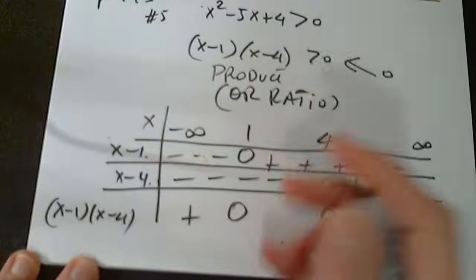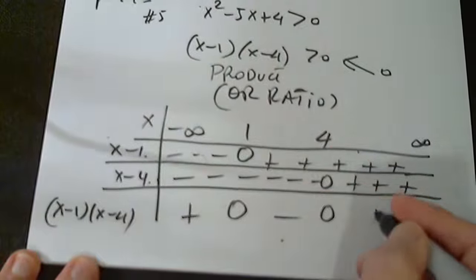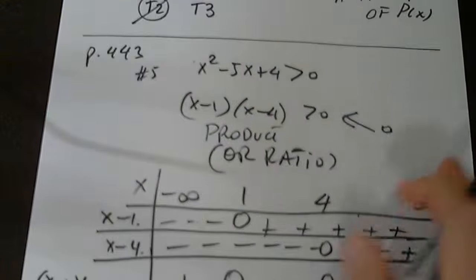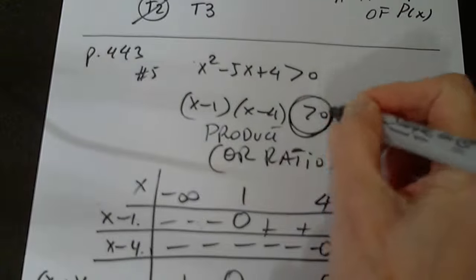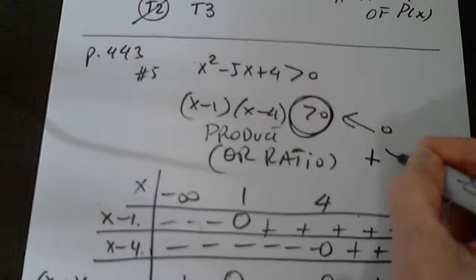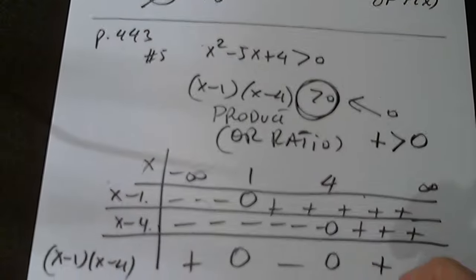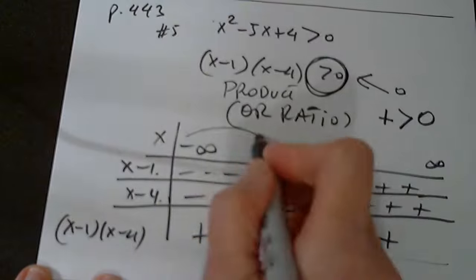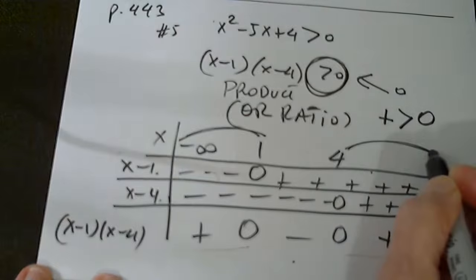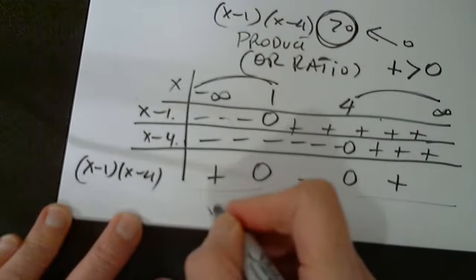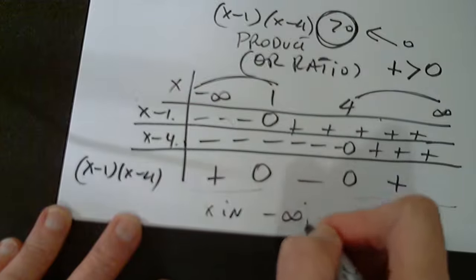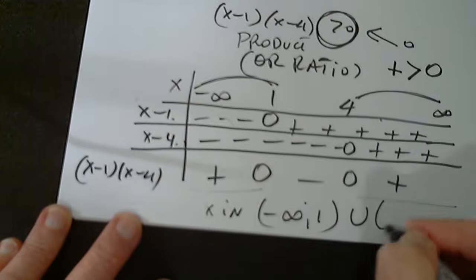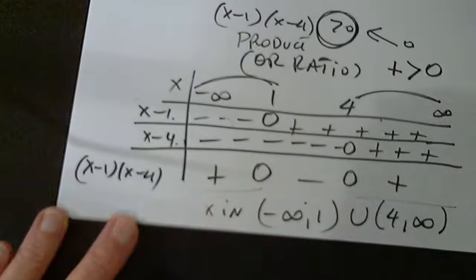Multiplying two negatives, one negative, no negative. Now it says positive, because only positive is greater than 0. Is the product ever positive? Yes. So the solution is x in the interval negative infinity to 1, union 4 to infinity.